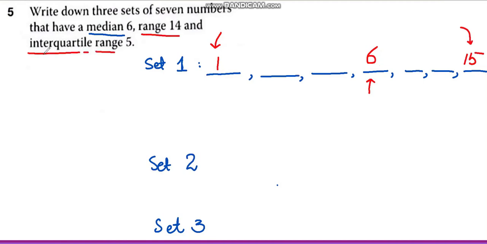And the last condition says that the interquartile range should be 5. The interquartile range is basically the difference of the middle value of the upper half and the middle value of the lower half.